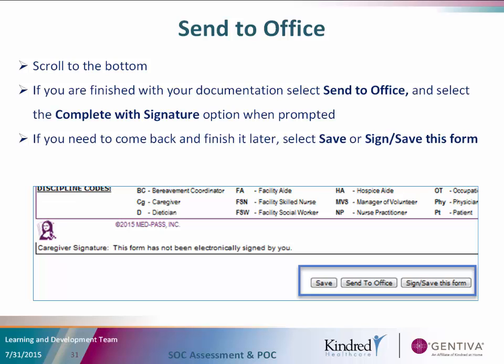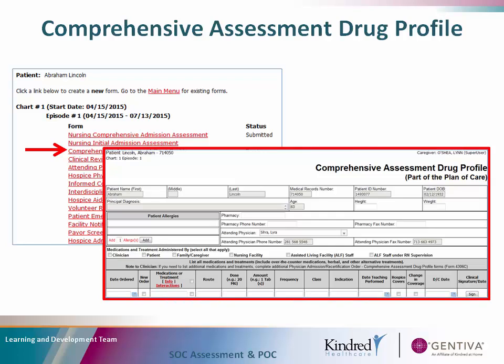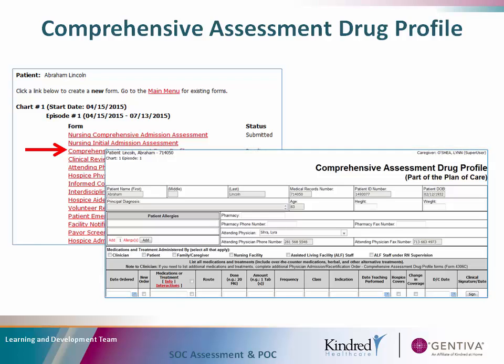Sending this form to the office starts the flow of information between both systems and also hospice scripts. Timeliness is critical. When you sign and send the comprehensive admission assessment, the patient changes to admitted status. Once a med profile is filled out, it also flows to hospice scripts when the initial or comprehensive is sent. Again, timeliness of signing and sending these forms is important. The comprehensive drug profile will be discussed in much more detail in the comprehensive drug profile class.